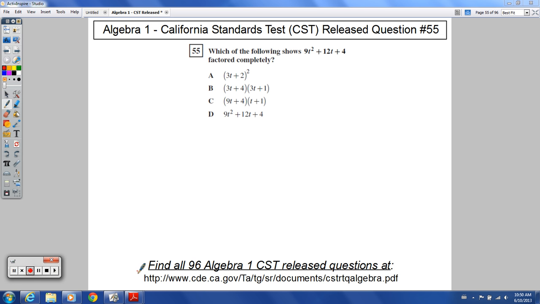Hello, welcome to Algebra 1, release question number 55. It says, which of the following shows 9t squared plus 12t plus 4 factored completely?